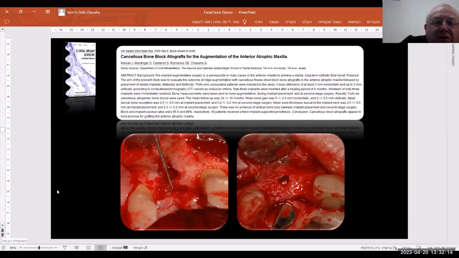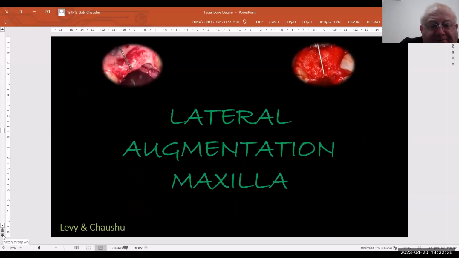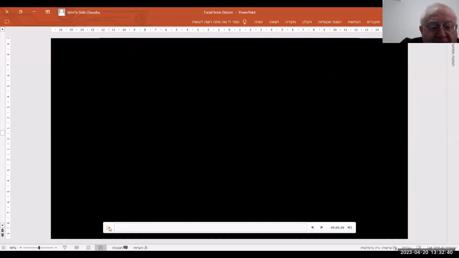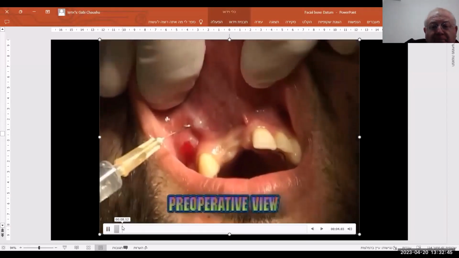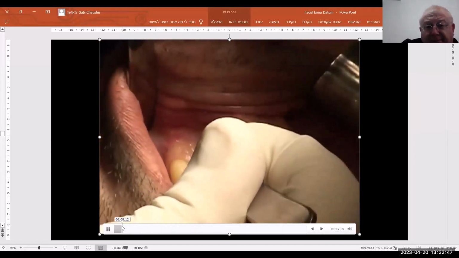Of course, we have already published more than 20 publications on this issue, but let's concentrate this time on the publications that we did in the anterior maxilla. The first study, published already in 2009, dealt with the clinical evaluation and results of using cancellous bone covered by osseous membrane in the anterior maxilla. Now let's see how we do it.